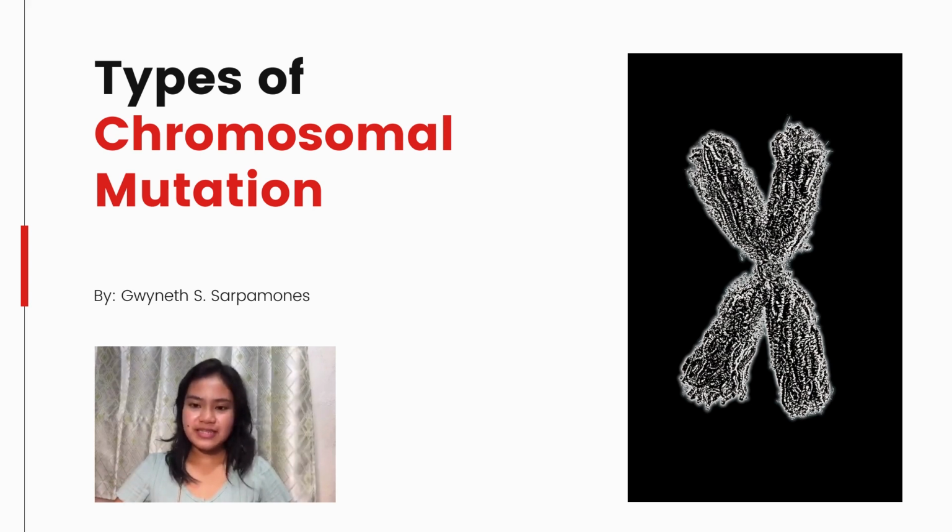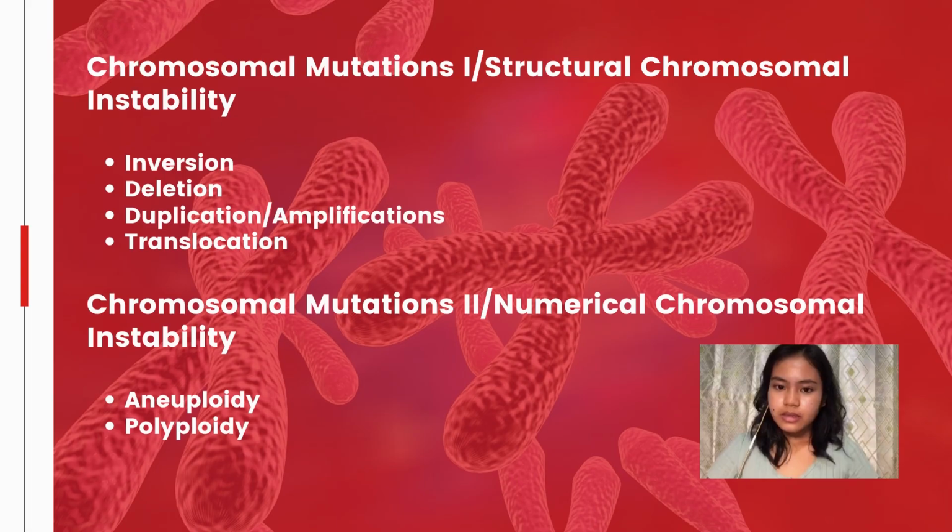Hello, I am Ganat Sarpamanas. Now that we've discussed the definition of chromosomal mutation, let's proceed with the types of chromosomal mutation. The types of chromosomal mutation can be broadly categorized into two groups, namely chromosomal mutations 1 and chromosomal mutations 2. Chromosomal mutations 1, or structural chromosomal instability, has four types, namely inversion, deletion, duplication or amplification, and translocation. Chromosomal mutations 2, or numerical chromosomal instability, has two types, namely aneuploidy and polyploidy.